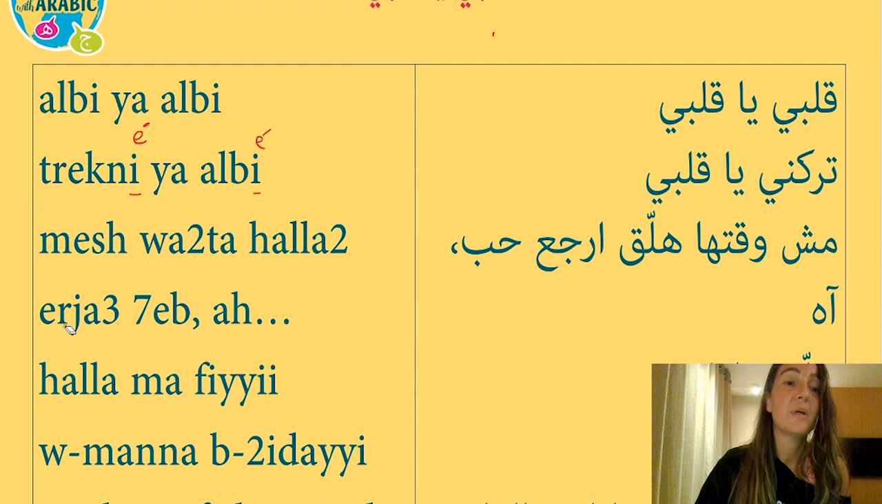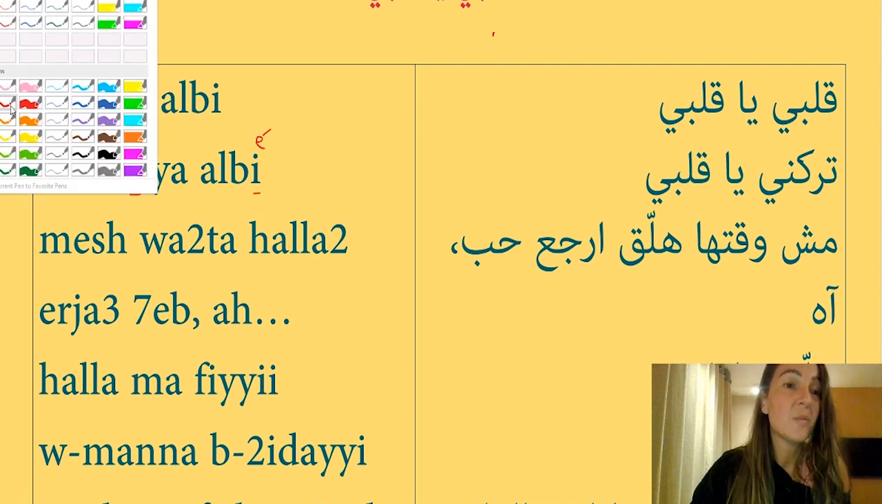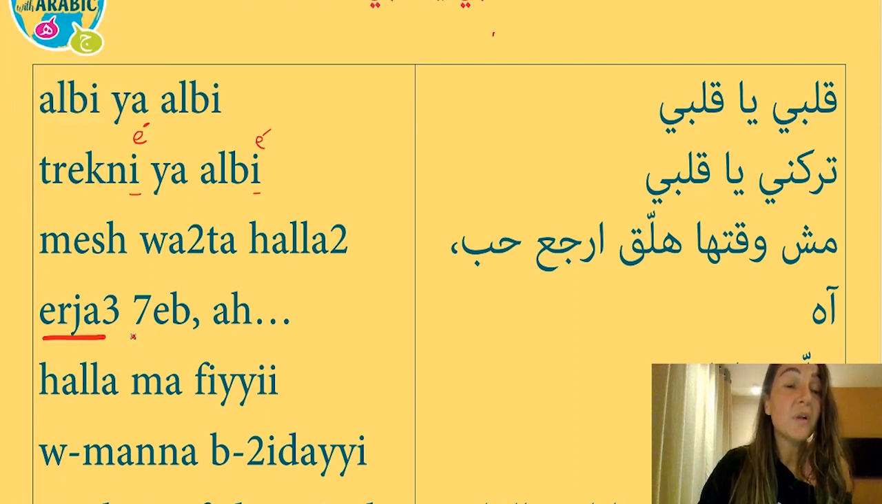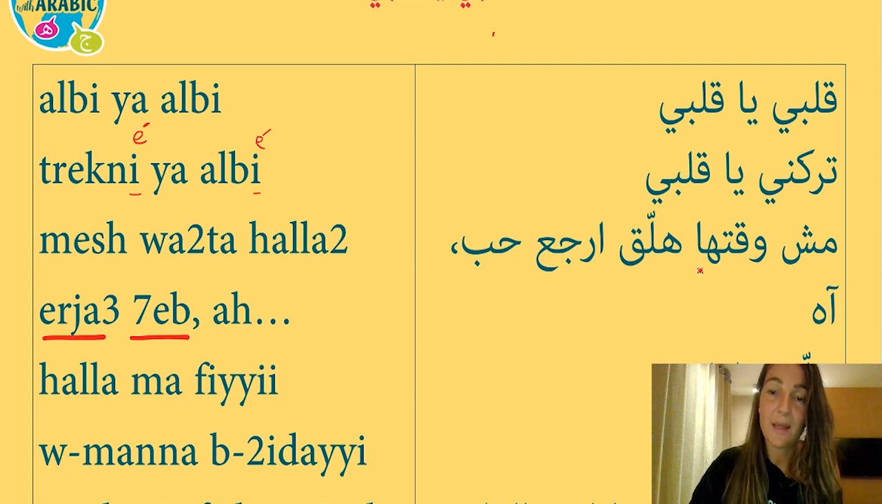ارجع حب. حب is I love, to love in this case. ارجع, when it's alone in another context, it means to return. But whenever you see this verb, ارجع, before another verb, it won't mean to return anymore. So for example, here it doesn't mean to return to love. No, it means to re-love, basically, to redo something. So she says, مش وقتا هلأ ارجع حب. It's not the time now for me, basically. That's what she means, for me to love again.